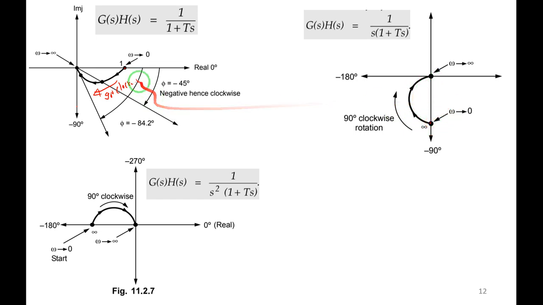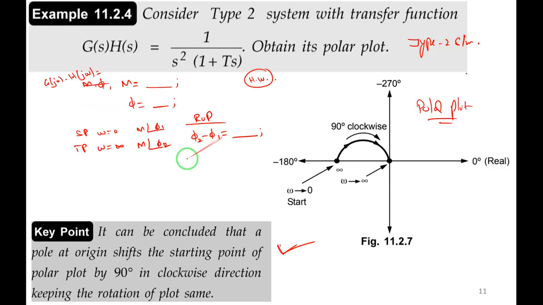The starting point shifts here because one pole is added. So one pole is added means the plot's starting point will shift by 90 degree. So from here, the starting point will shift to here, 90 degree in clockwise direction. Please keep this in mind. The same thing has been written here. It can be concluded that if there is a pole at origin, it shifts the starting point of the polar plot by 90 degree in clockwise direction. This is very important. 90 degree in clockwise direction, keeping the rotation of the plot same.